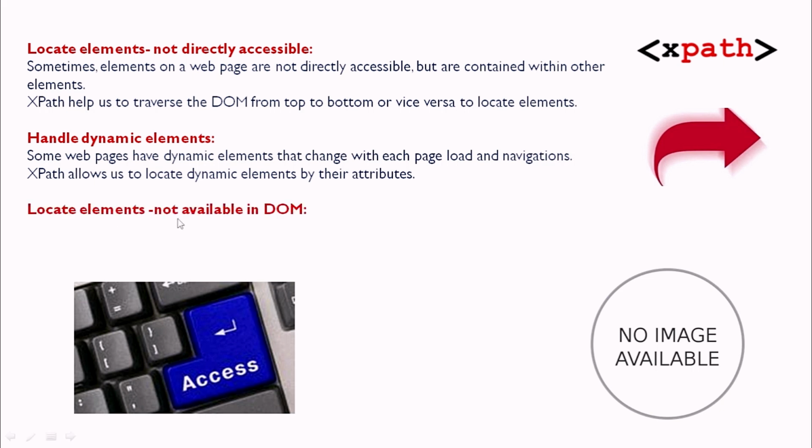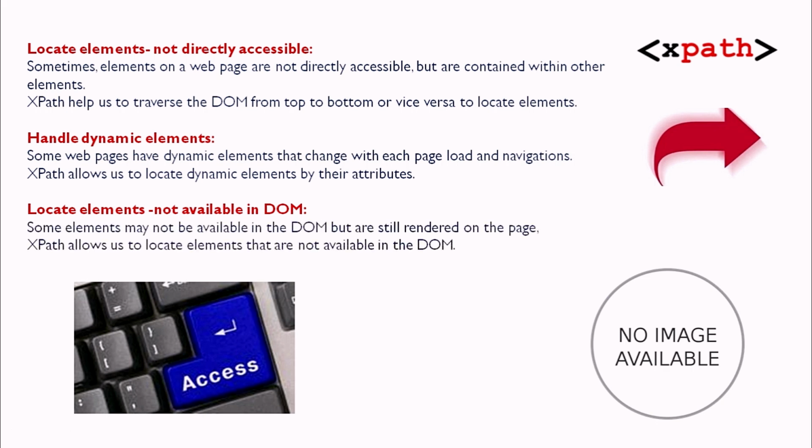Now, locating elements not available in the DOM. Sometimes such web elements are not available in the DOM. So how do we deal with these sorts of web elements? Because we want to perform automation on that web element, but the web element is not available in the DOM. In that case, we can use XPath techniques to write the best locator so that we can locate and identify the web element.